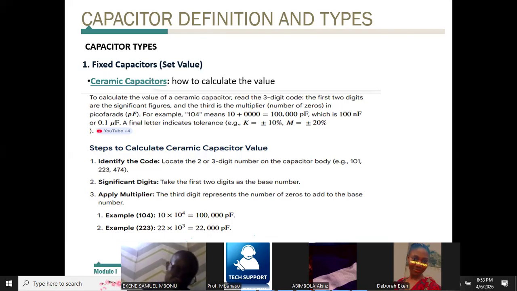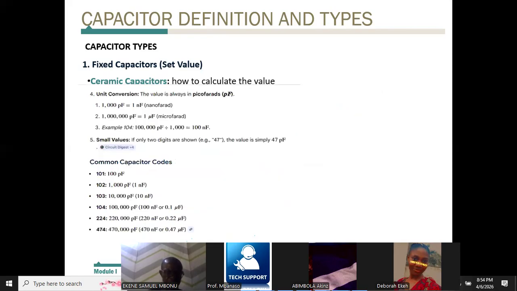Steps to calculating ceramic capacitor value. 1. Identify the code. Locate the 2 or 3 digit number on the capacitor body. And then the significant digits, take the first 2 digits as the base number and apply the multiplier. So you can see here, 223 means 22 times 10 raised to the power 3 picofarad. They are always rated in picofarad. And the common ones, you have 101, 104.